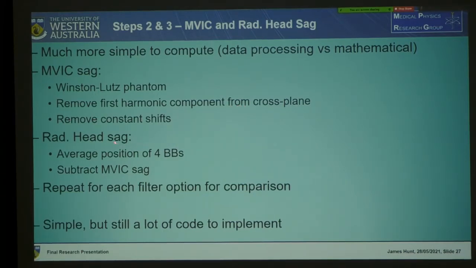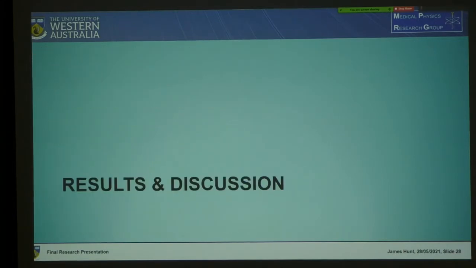For the radiation head sag, if you remember my phantom, it had 4 ball bearings. We took the average position of all 4 bearings. We subtracted the MVIC sag, and that gave us our radiation head sag. We repeated this for each filter for comparison. So this was a relatively simple code, but there was a lot of code to implement. I learned a lot about data processing with MATLAB, which was very interesting.